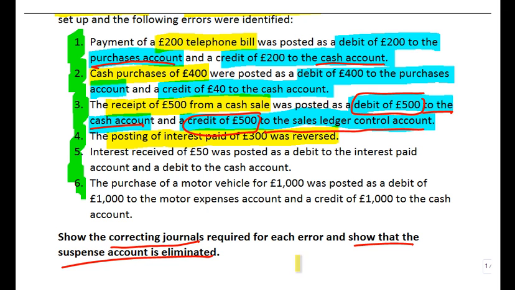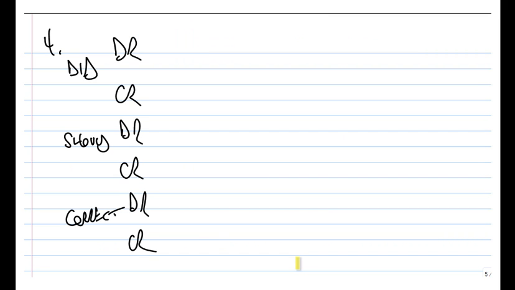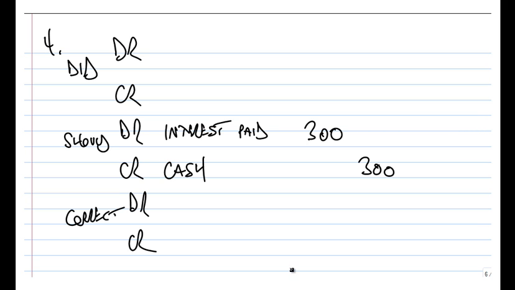Well, when I come to my 3-step process, what double entry did they post, what double entry should they have posted, and how would I therefore correct it? For this one, I'm actually going to start with the double entry they should have posted, because we know it's interest paid. So what should they have posted? Well, they should have debited the interest paid ledger account. That's effectively an expense. You can imagine if you pay interest to the bank, that's an expense, a bit like if you pay rent or if you pay salaries. So they should have debited interest paid 300, and they should have credited the cash account 300. If you pay interest, that's money coming out of your bank account. So that's what they should have done.